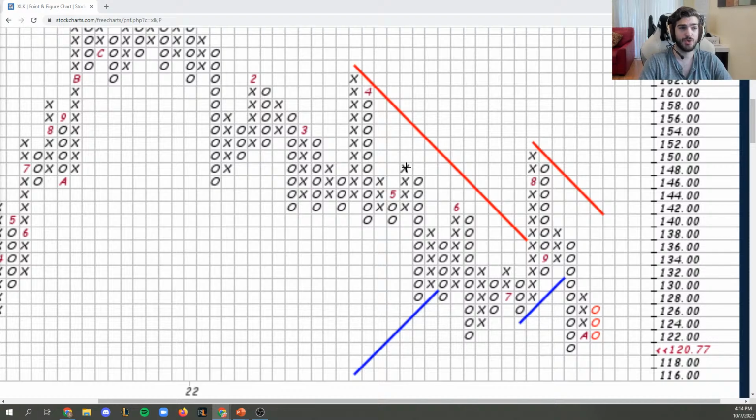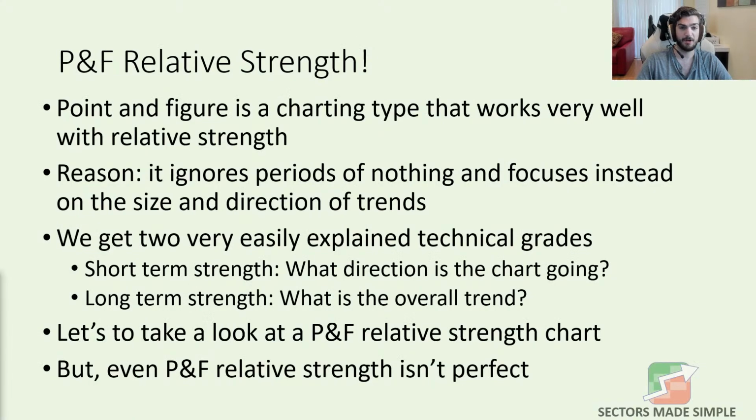This chart follows trends and direction. Columns of X's are positive trends going up. O's are negative trends going down. And we can say there are two main things that the chart tells us. The direction, which is, are we in descending O's or ascending X's? And then the signal. Is it a buy signal, which is a column of X's above the previous? Or is it a sell signal, a column of O's below the previous? That's all we need to know about point and figure to continue on.